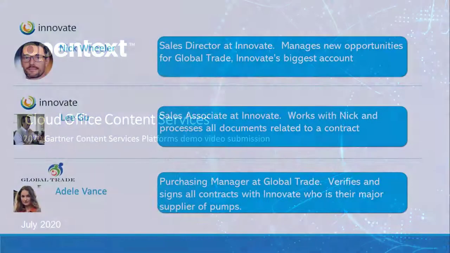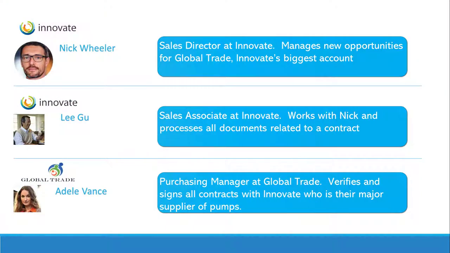Before we start the demo, we'd like to introduce some of the personas you will see. First is Nick Wheeler. He's a sales director at Innovate. He manages new opportunities for global trade, Innovate's biggest account. Next is Lee Gu. He's a sales associate at Innovate. He works with Nick and processes all documents related to a contract.